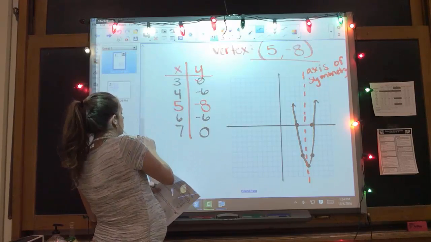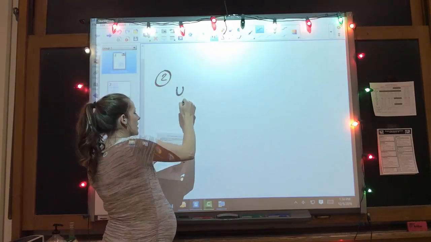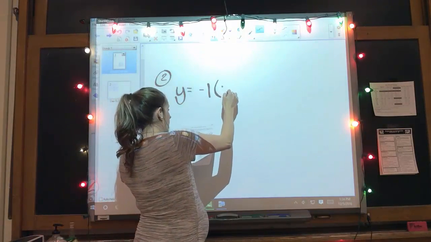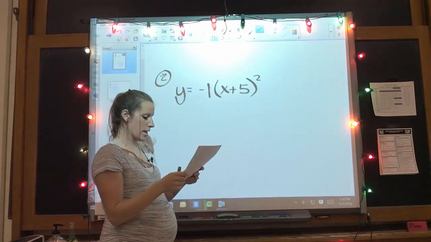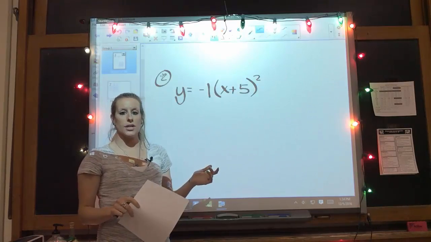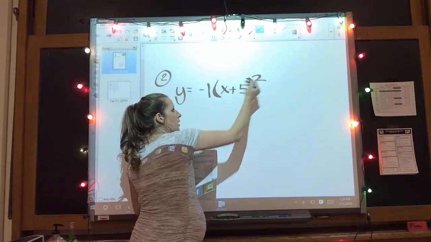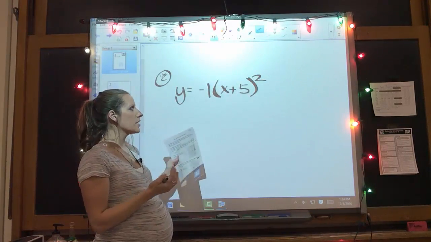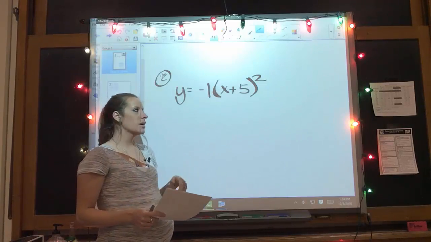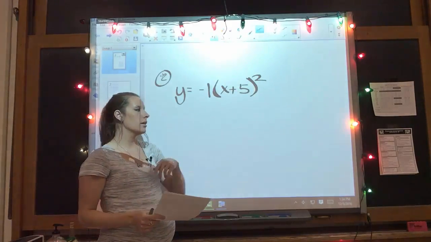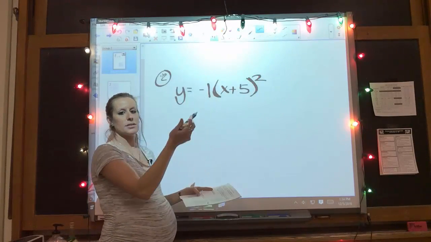All right, number 2, we have y equals negative 1 times (x plus 5) squared, and then that's it. So the way you can tell it's in vertex form is normally you have a parentheses and then a squared outside. If you see that, you know it's in vertex form. It doesn't always have to have the parentheses, but it does have to have the squared. But most of the time it'll have a parentheses squared.